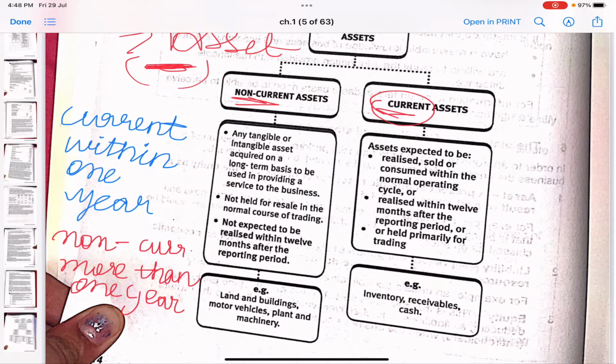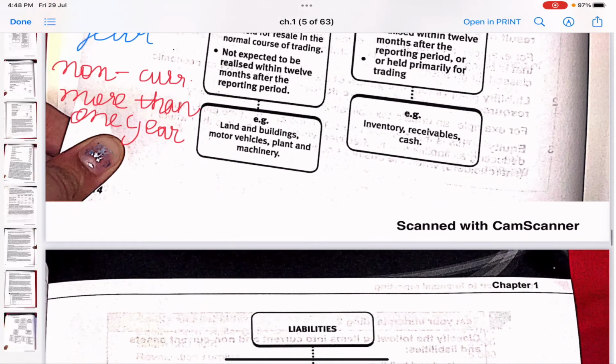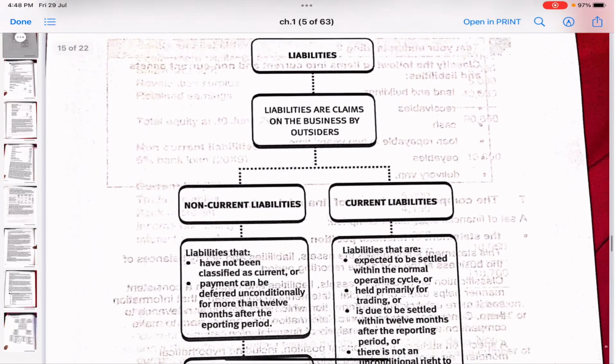Examples of non-current assets are land, buildings, motor vehicles, plant and machinery. Now we come to what current assets are. Assets expected to be realized, sold, or consumed within the normal operating cycle. The normal operating cycle is within 12 months, realized within 12 months after the reporting period, or held primarily for trading. Examples of current assets: inventory, receivables, and cash.